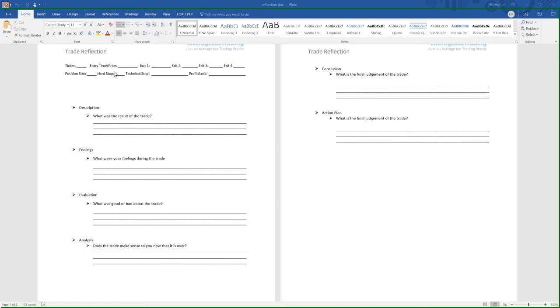Position size was $300. My hard stop was 30 cents. Yeah, 30 cents. My technical stop on this one was the 9 moving average. A close above the 9 would have taken me out, because this was a trend continuation based off the 9, and then here 164.79. So I fill out that, and now I'm starting to look at what the result of the trade was.